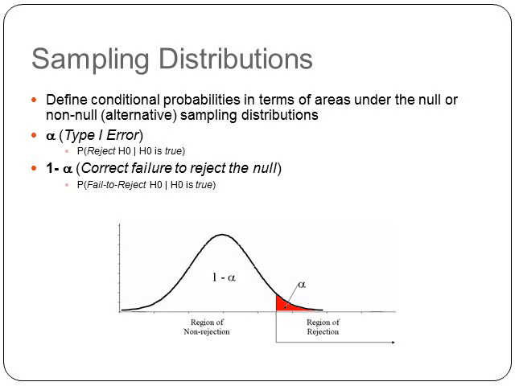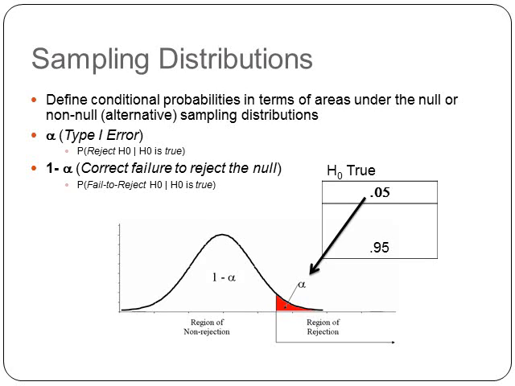So let's just look at the null. We have alpha, type 1 error, in the region of rejection. And then we have 1 minus alpha, a correct failure to reject the null, and that's the region of non-rejection. This is what the null distribution looks like. If the null was really true, this is the distribution we would be using. Null is true, 0.05, 0.95. And you can see those superimposed on the distribution.